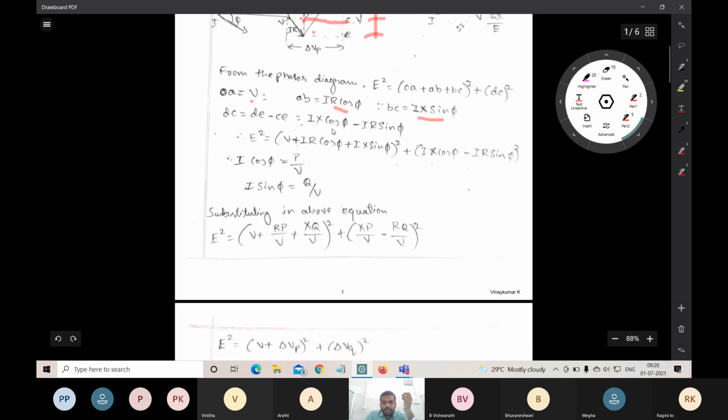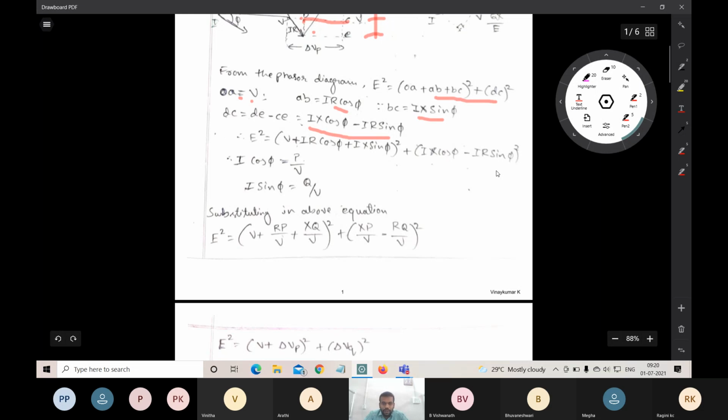So substitute all these four in this equation. So OE square is equal to OA, which is V, plus AB, which is IR cos phi, plus BC, which is IX sin phi, and DC is IX cos phi minus IR sin phi. Okay, OE square is equal to V plus all these things.